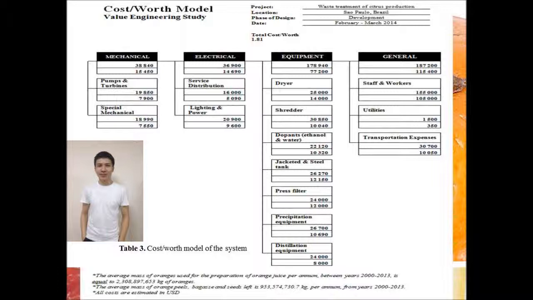The equipment cost needed for the production of pellets is $178,940. This includes dryer, shredder, steel tank, press filter, dopants, precipitations, and distillation equipment, whereas the estimated worth value of the equipment is $77,200, which is pretty low compared with the actual outlay. The reason for such difference could be the quality of the equipment products.